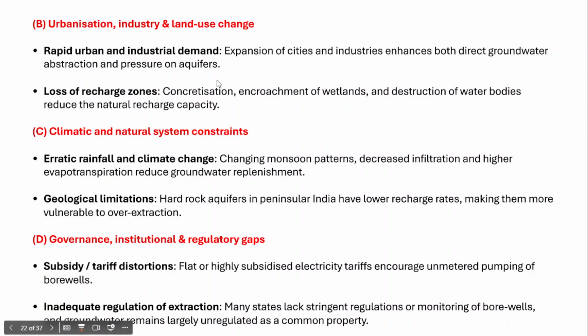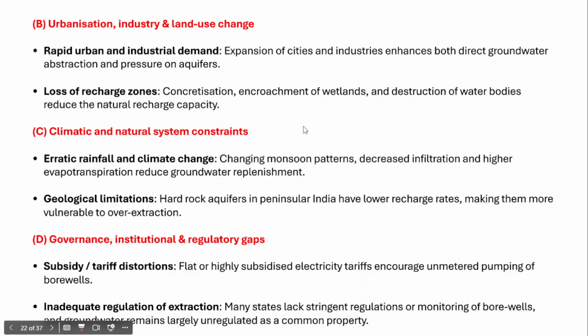All these factors have been reducing the natural recharge capacities. Because of that, the aquifers or the groundwater tables have been depleting continuously. That also creates a shortage of water resources, particularly groundwater resources, because you are extracting more water and there is no recharge of the groundwater table. Therefore, the groundwater tables have been depleting at a faster pace.